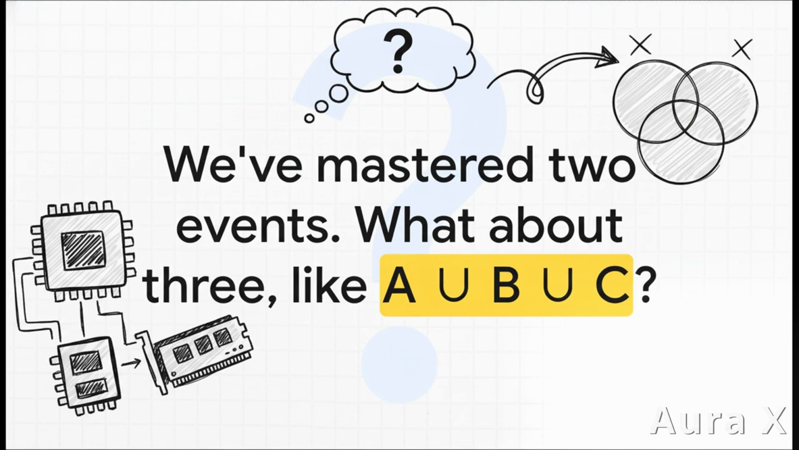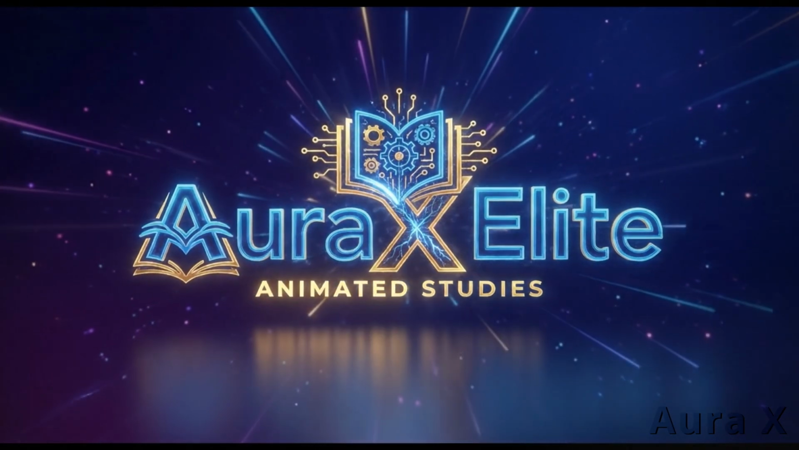So we've pretty much nailed this rule for two events. But what happens when things get even messier? What if you have a CPU failure, and a RAM failure, and a network failure? How do you avoid all the different ways of double counting then? Well, that's a question that opens up a whole new, fascinating level of probability.